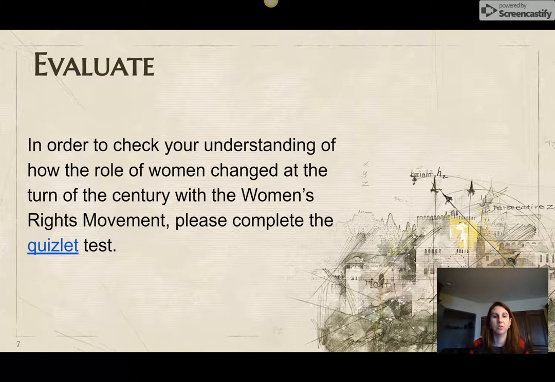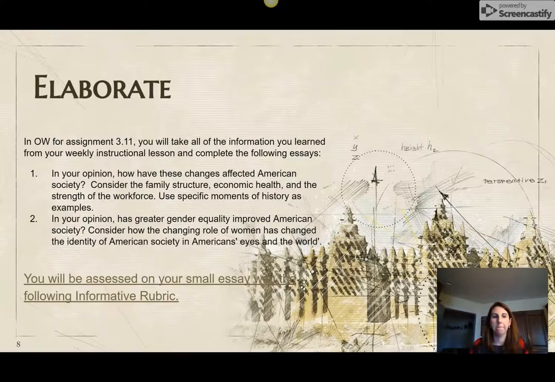Evaluate in order to check your understanding of how the role of women changed at the turn of the century with the women's rights movement. You're going to complete a small test quiz there. And your elaborate is there are some essays.